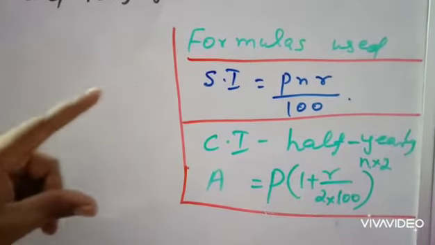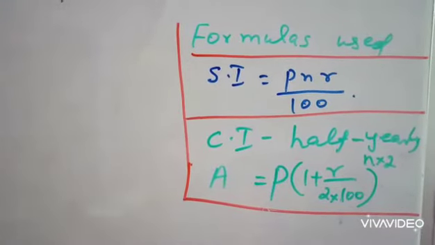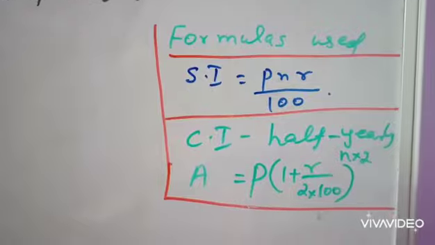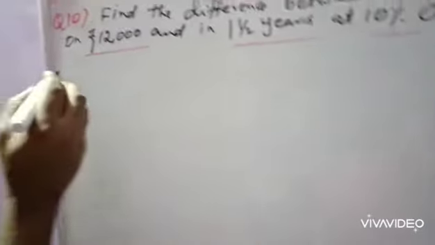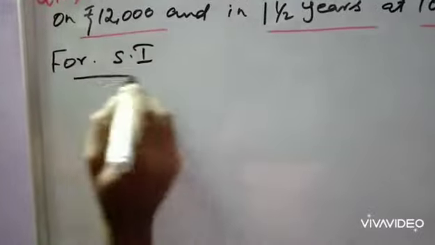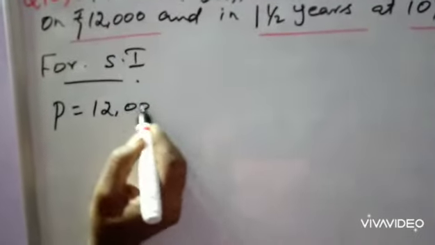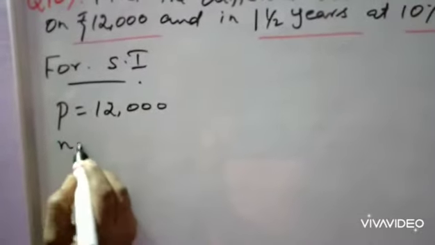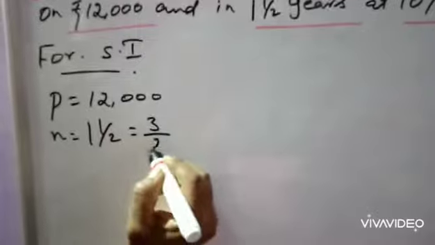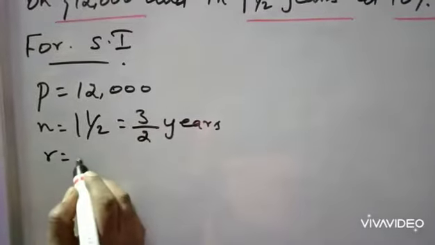Simple interest: PNR by 100. Next, compound interest half yearly calculation: amount equal to P into (1 plus R by 2 into 100) power n into 2. First we can calculate the simple interest. Principal equal to 12,000, n equal to 1.5 years equal to 3 by 2 years, R equal to 10%.